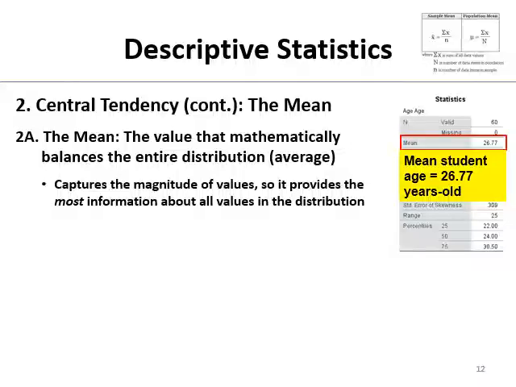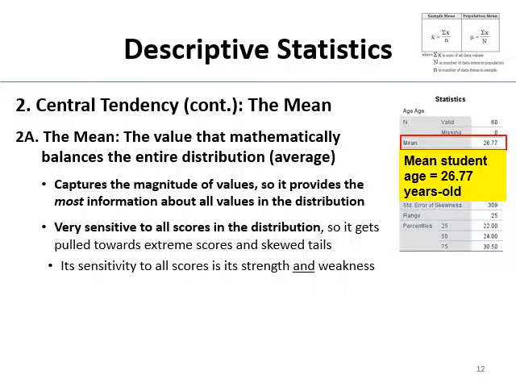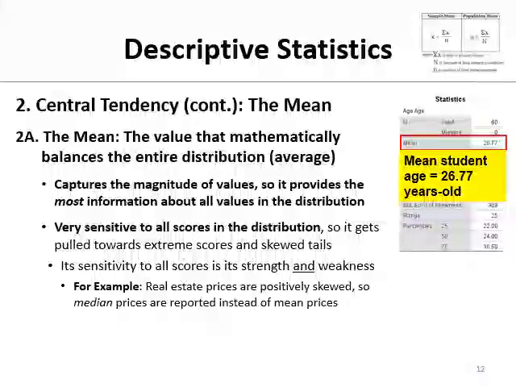Unlike the median or the mode, it actually provides more information about all the values in the distribution. A change of just one value can change the mean a lot. So that's what makes it good and what makes it bad. It's very sensitive to all scores in the distribution. But because of that, it gets yanked towards the tail of skewed distributions. So its sensitivity to all scores is both its strength and weakness.